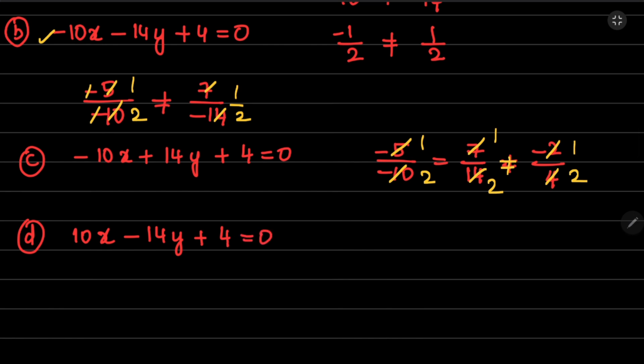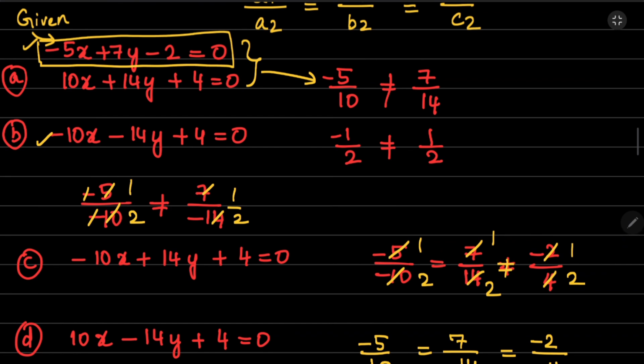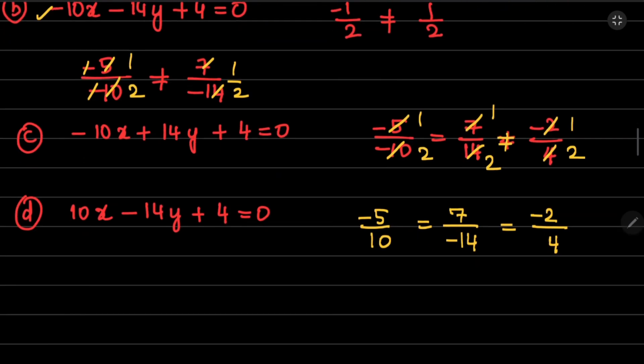Okay. So what is your A1 by A2? That is minus 5 by 10, which should be equal to 7 by minus 14. This should be equal to minus 2 by 4. Okay, I took the A1, B1, C1 from the previous equation. So here what do you see? This is minus 1 by 2. This is 1 by 2. Again, this is also equal to minus 1 by 2. This is also equal to minus 1 by 2.